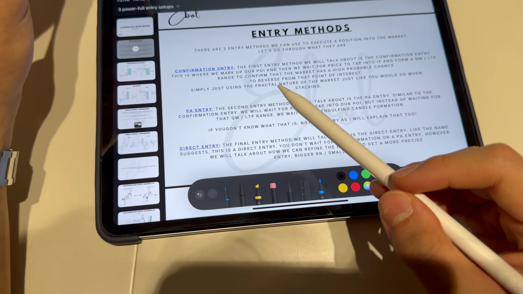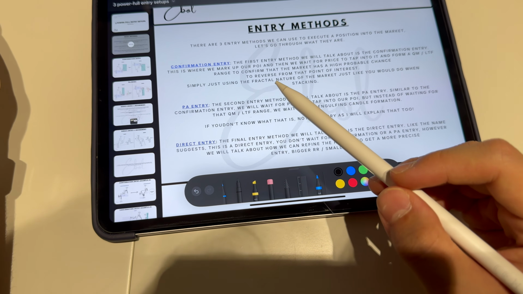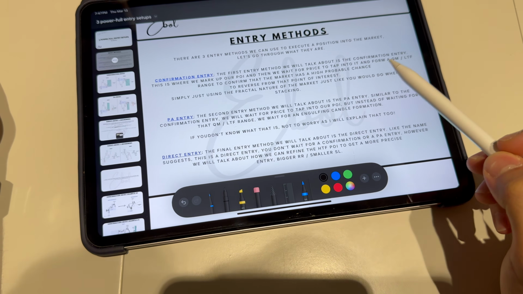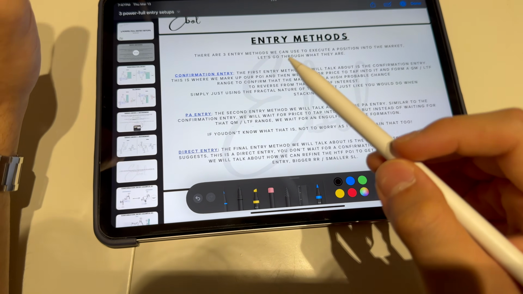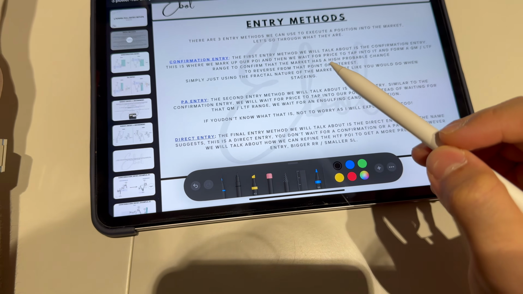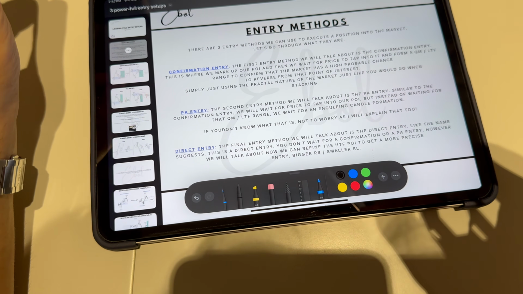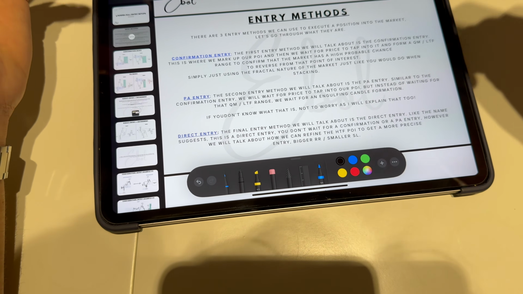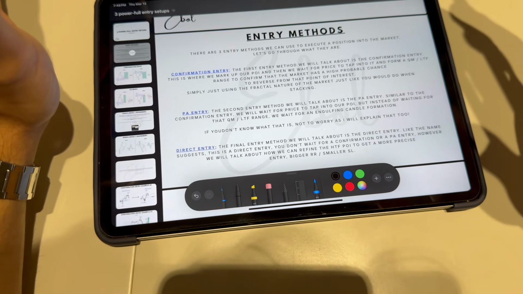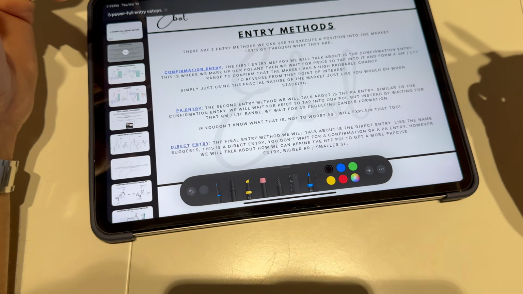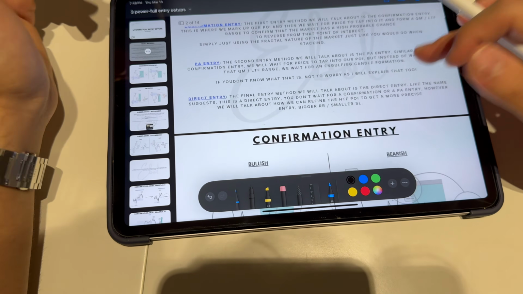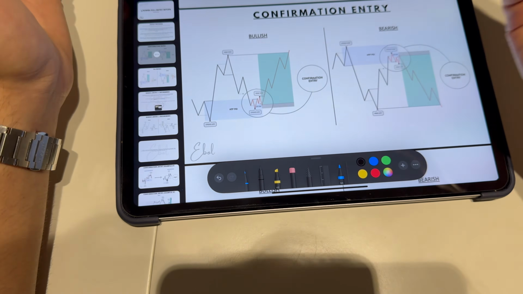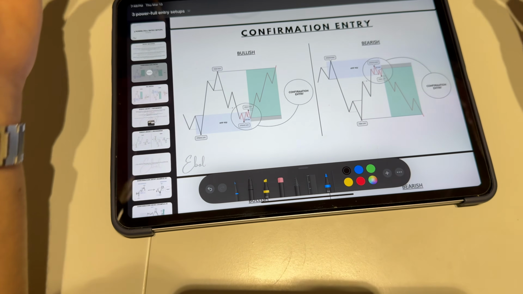The first entry method we will talk about is the confirmation entry. This is where we mark up our point of interest and then we wait for the price to tap into it and form a QM low time frame range to confirm that the market has a high probability chance to reverse from that area. Simply, we're using the fractal nature of the market. If I want to show it in the diagram, I'm using the range to range. I'm trading from internal to external range liquidity.